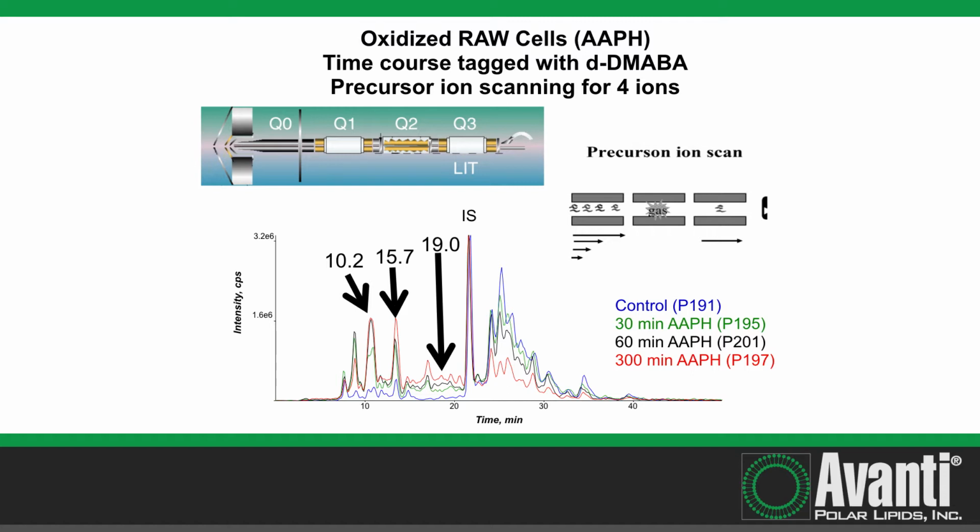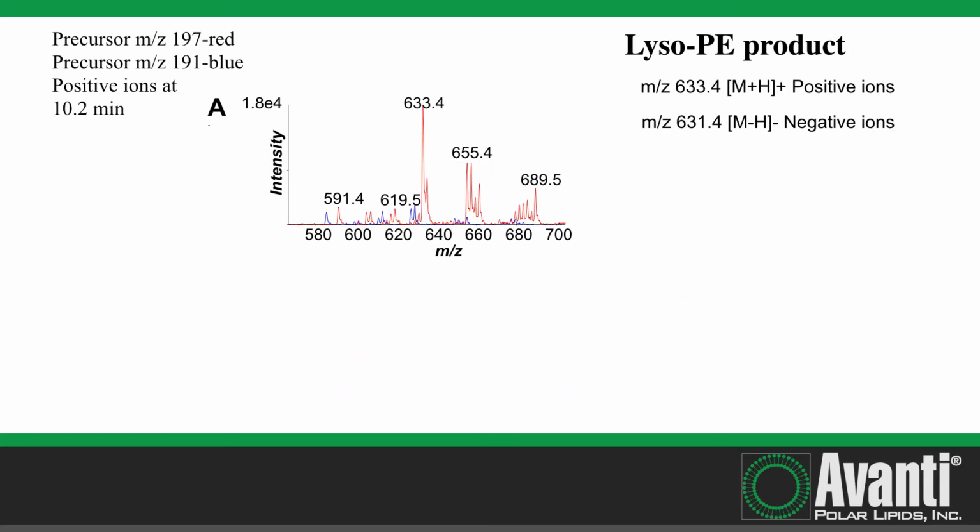The other feature I want to point out is this internal standard. I've normalized everything to the same internal standard. This molecule is not affected by that free radical process, and you can see that its height has been normalized. We knew we took the exact amount of sample from each one of those aliquots, so that we're looking at equivalent amounts of lipid originally from the raw cells. Now if we take a look at the traces and we look at positive ions, 633 in the red trace, the precursor 197, that's the D6. We see we have ions at 633, 655, 689.